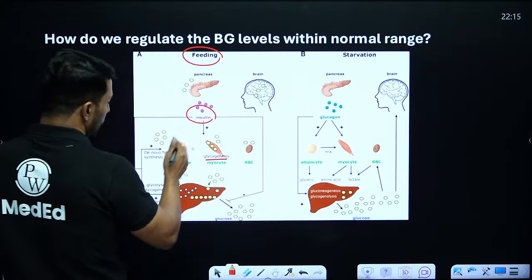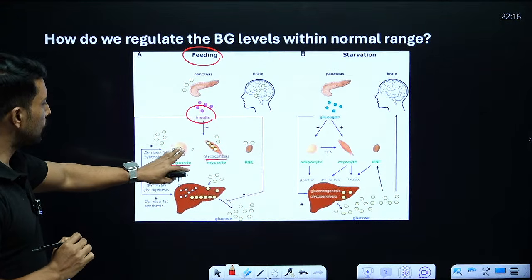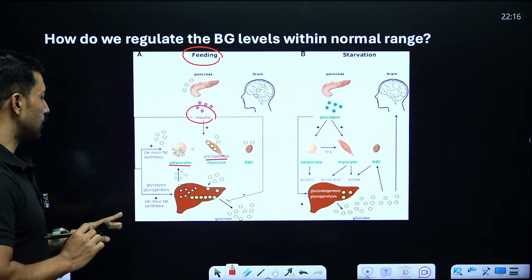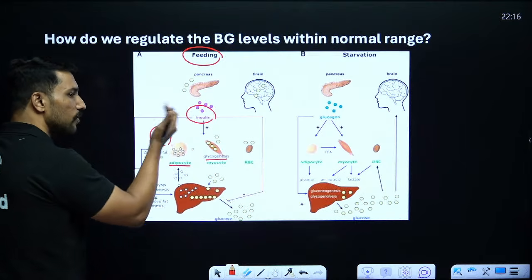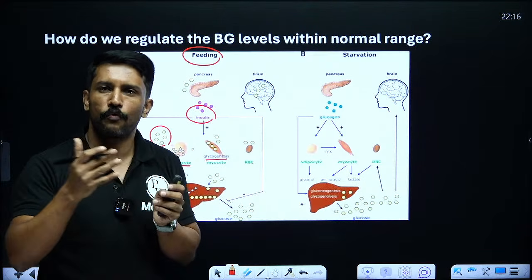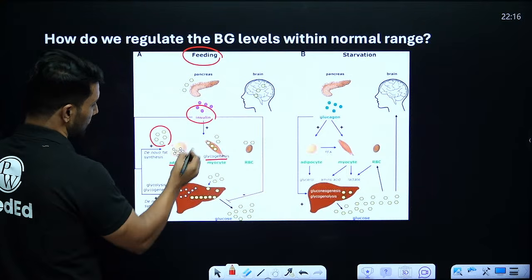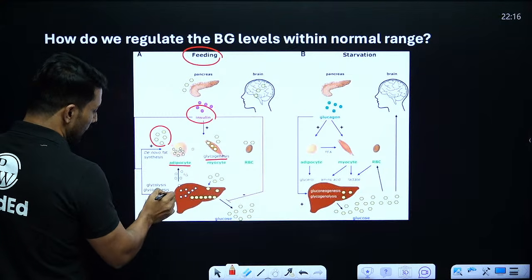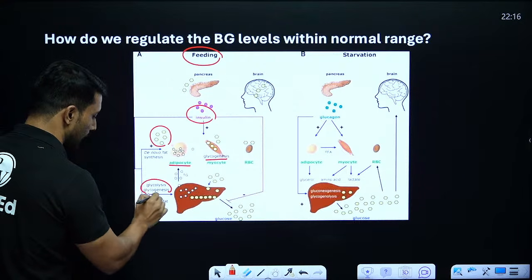Similarly, it will also stimulate the adipocytes or the fat cells. What will it do to fat cells? At the adipocytes, it does stimulate the synthesis of fat from glucose. We call it de novo fat synthesis. Then third, the liver is a very important metabolic organ. And what will it do to the liver? In the liver, we will try to store this excess glucose in the form of glycogen.